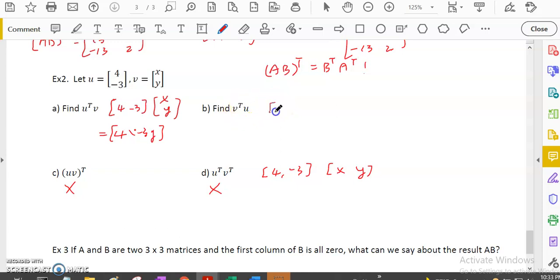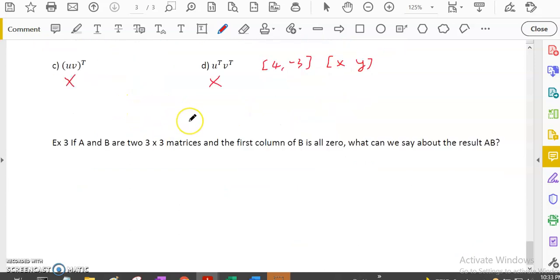What if I do V transpose first? So V transpose will become x, y, and then multiply U, which is 4, negative 3. So it becomes, again, 1 row, 1 column, right? So 4x minus 3y also. You can see that that's the same.